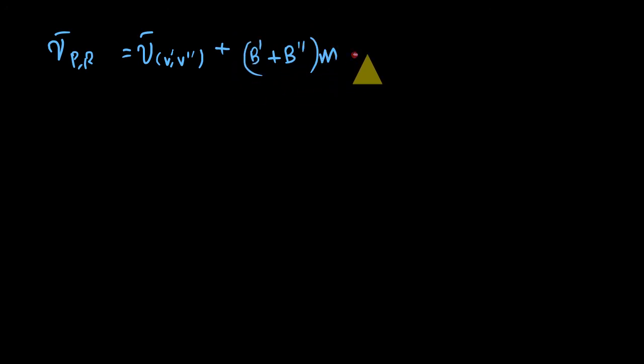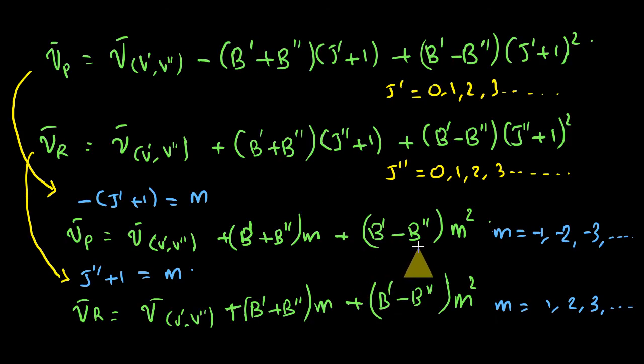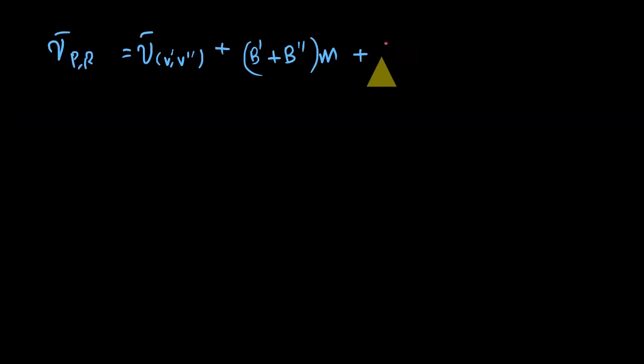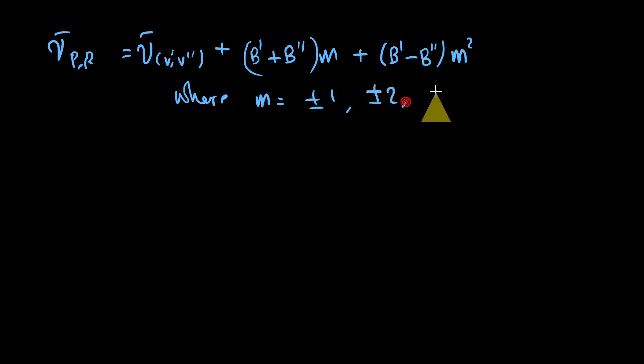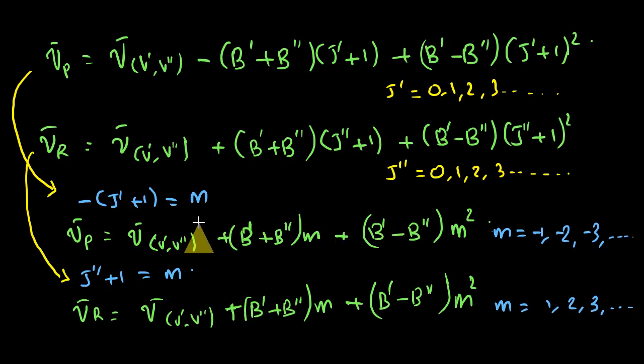Plus B prime minus B double prime into M square, where M is equal to plus or minus 1, plus or minus 2, plus or minus 3, etc. If we put the plus values, then you will get the R branch, and if you put the minus values, then you will get the P branch, just like we saw here.